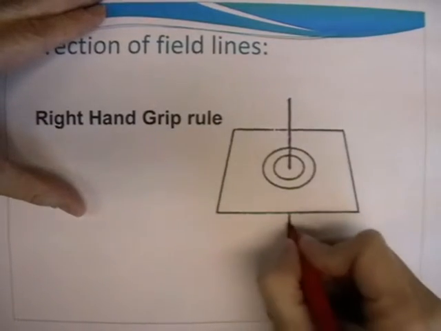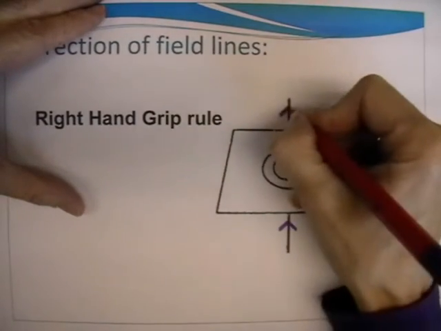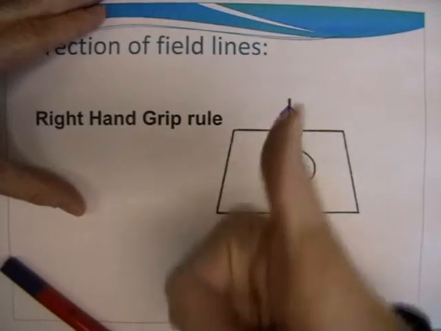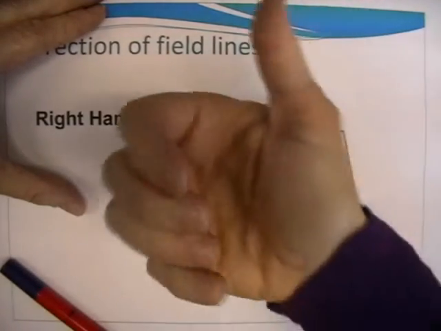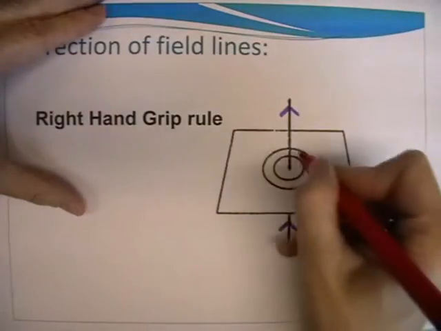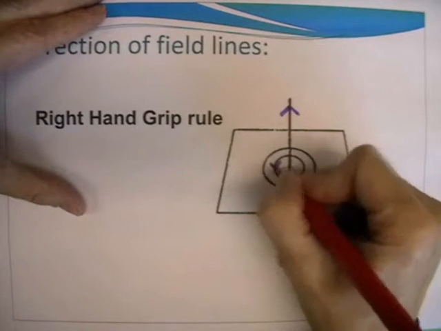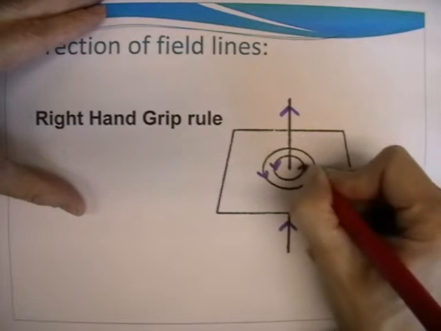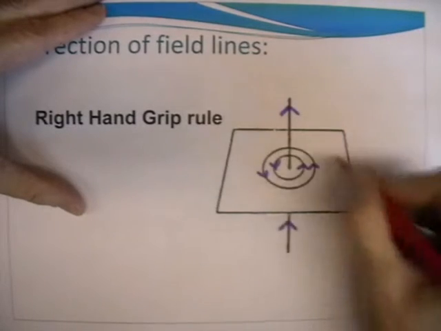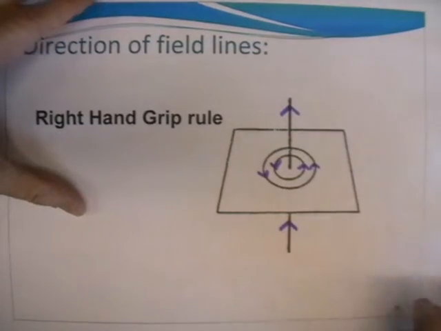So if our current is moving up the way and we use our right hand grip rule, our thumb points up, our fingers curl round towards us here, so the magnetic field lines are coming round towards us like that in an anti-clockwise direction.